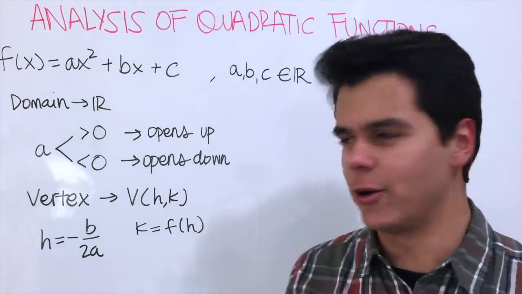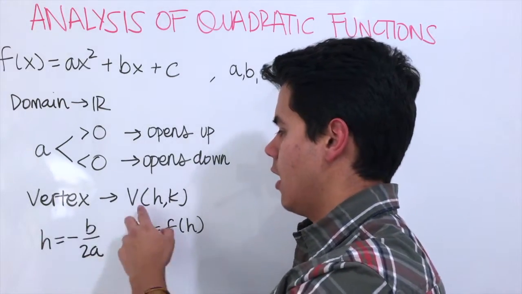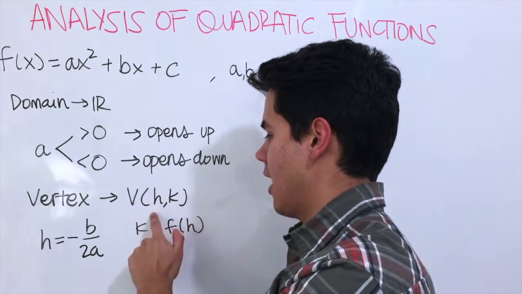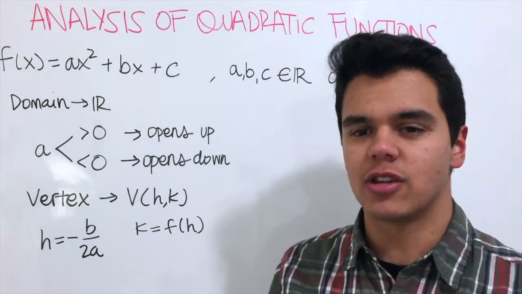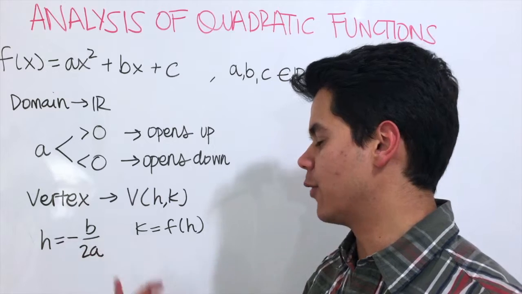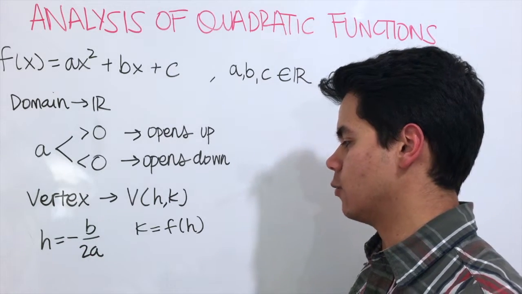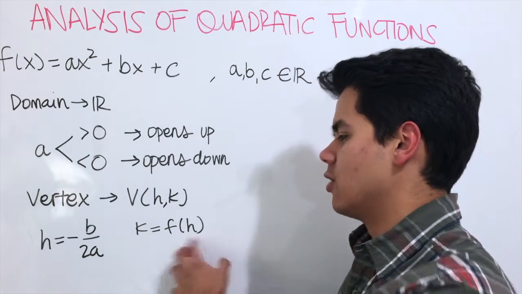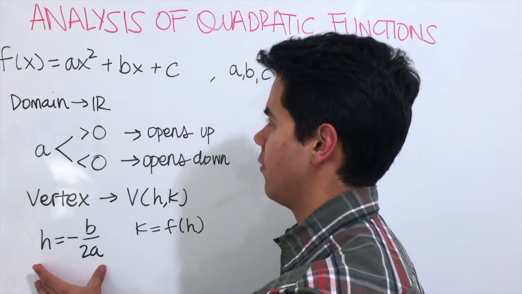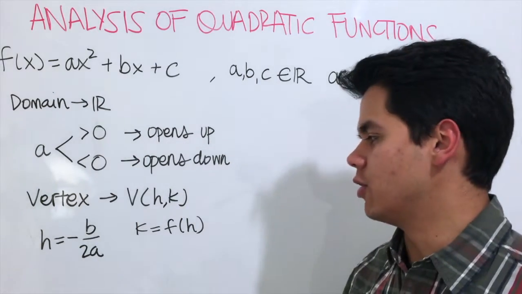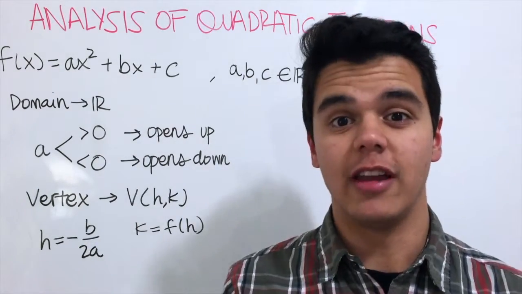Now let's talk about the vertex. So the vertex is a point, and it has its coordinates at h, k. Now we can just calculate h, which is negative b over 2a, and k is going to be equal to the function at h. So we just sub in the value that we get for h in the function, and we just get k.